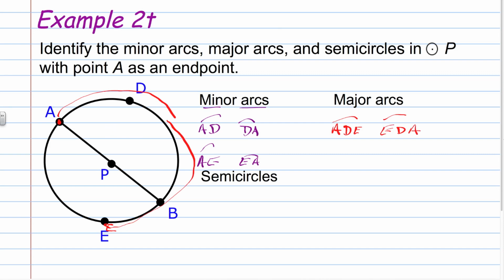Now the other major arc would be gotten by going the other way. That would be starting at A and going counterclockwise all the way around the circle to point D. We could call that arc AED.